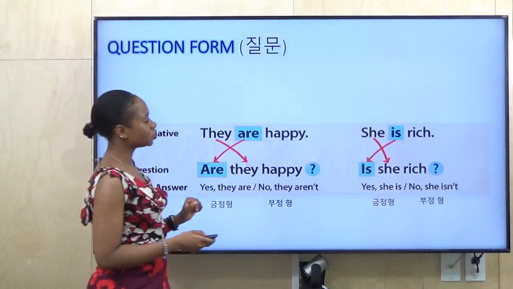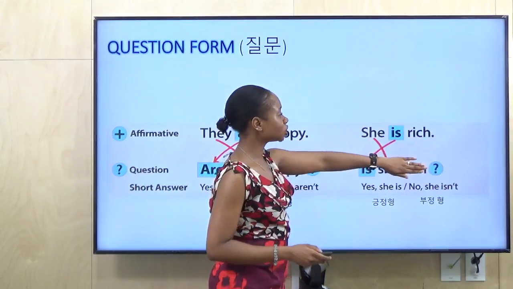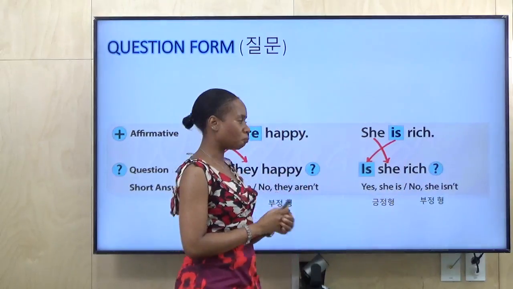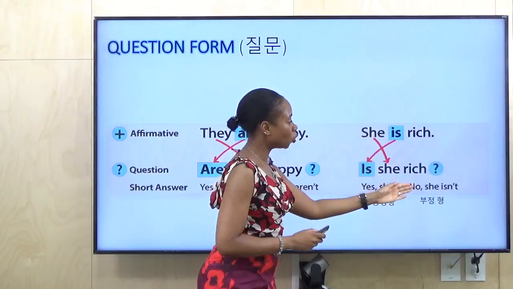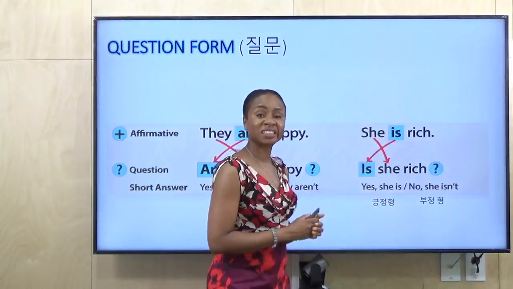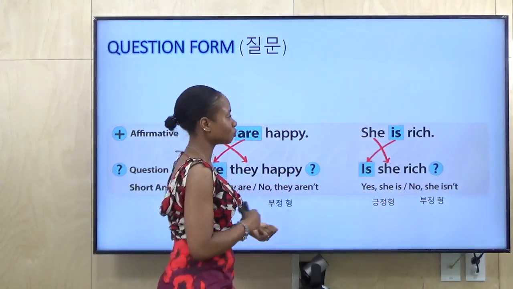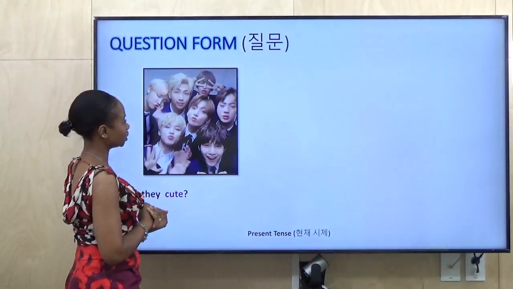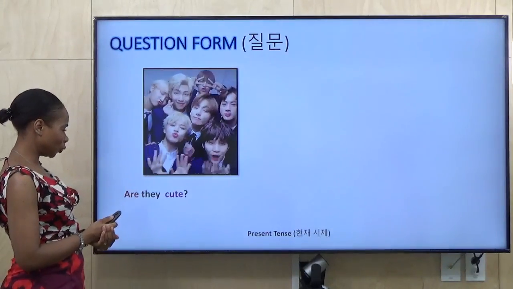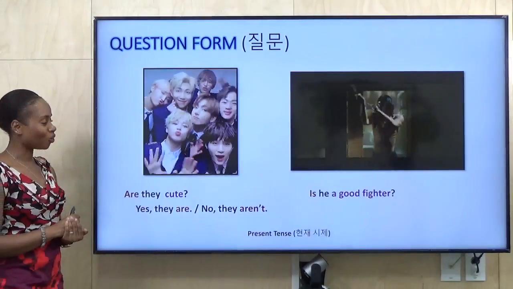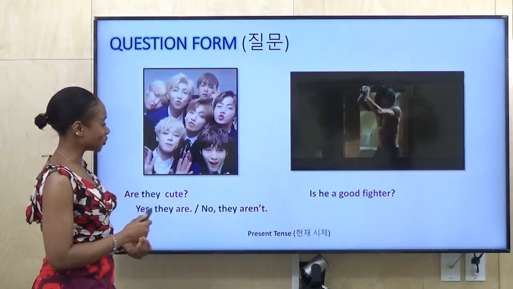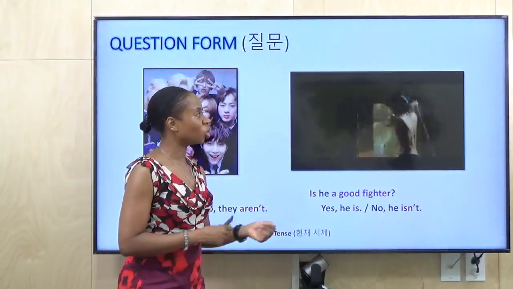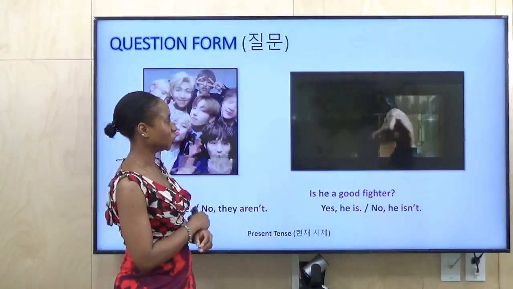Perfect. Okay, so let's do a second one. She is rich. Okay, if we change it around, it's is she rich? Yes, she is. Or no, she is not, isn't. Okay, so no, she isn't. Still subject, verb, and object. Question. Let's see. Are they cute? Yes, they are. Or no, they aren't. You can choose, okay? Is he a good fighter? Let's see. Yes, he is. Or no, he isn't. He's terrible.